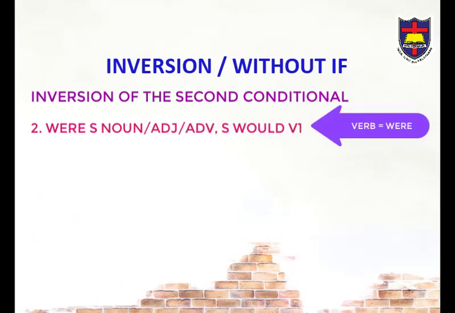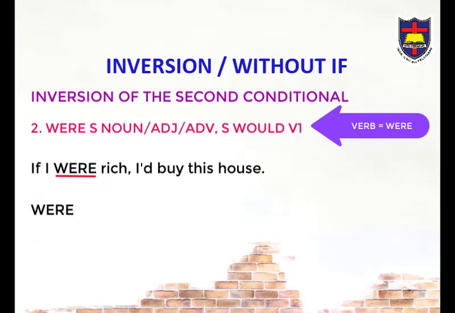Now look at the example of the second form. If I were rich, I would buy this house. Pay attention to the verb of the if clause. The verb is were. As the verb is were, we use the second pattern. Let's use it. Were, then take the subject, I, then take the adjective, rich, and then copy the main clause. The result is, were I rich, I would buy this house.